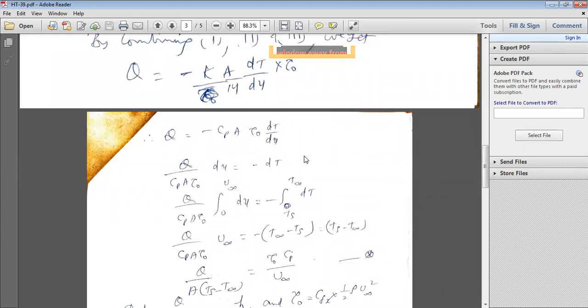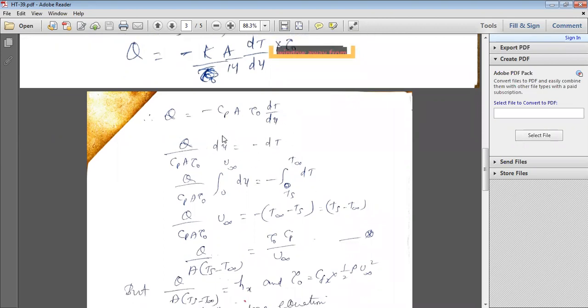Separate the variables because velocity is varying on the flat plate or any given configuration from u equal to 0 to u equal to u free stream, and temperature is varying from surface temperature to free stream temperature. That's why we separate the variables here. So Q divided by Cp into A into tau naught into du is equal to minus dT. The leftover term on the right hand side is minus dT.